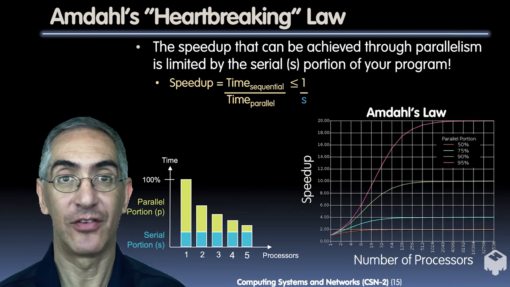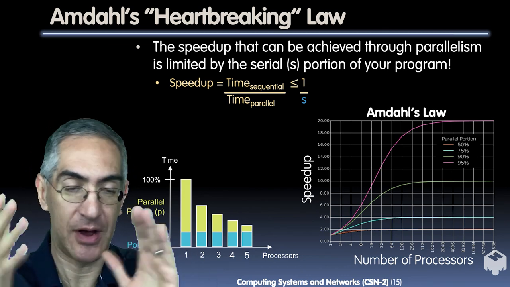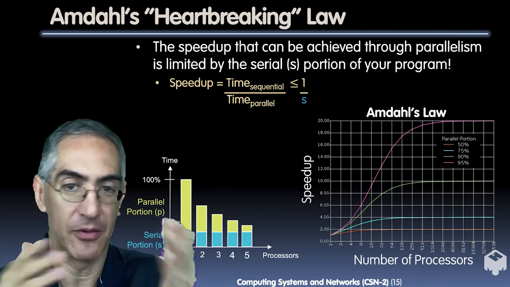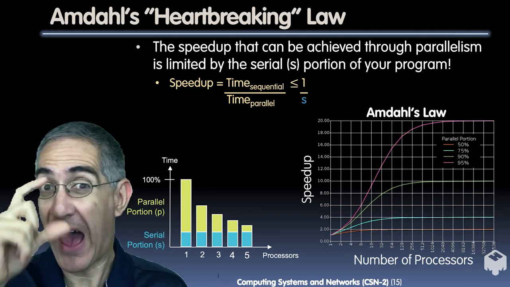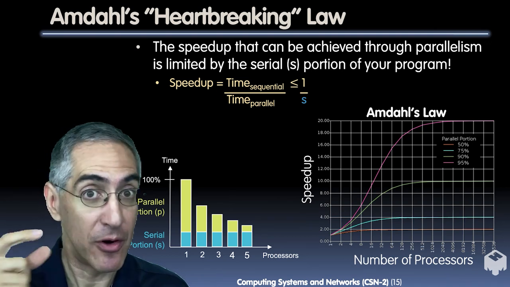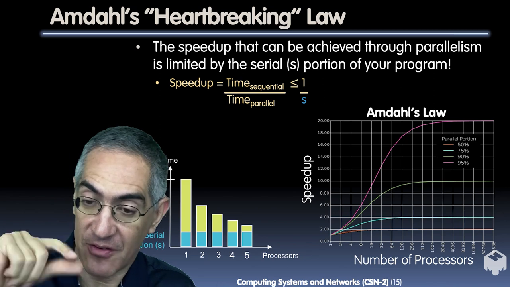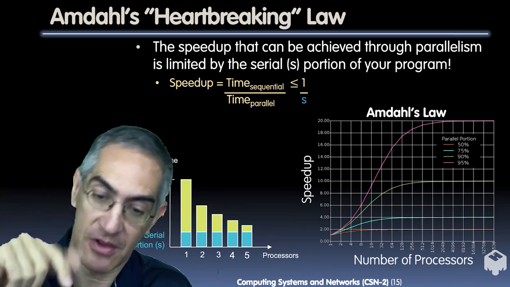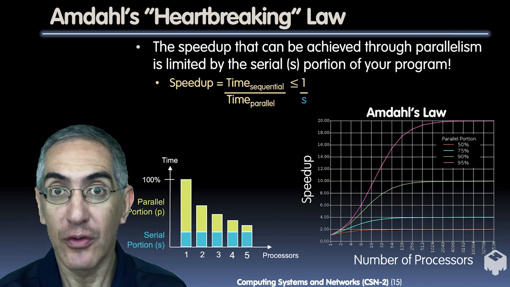The graph talks about parallel portions, but S and P both add to one, so they're related in that way. Let's say we work really hard so that half of our program is parallel. Well, that means half of it is serial. Remember our equation, 1/S, so 1/(1/2). You take the fraction, you flip it. So it's 2/1. So you only get 2x speedup.